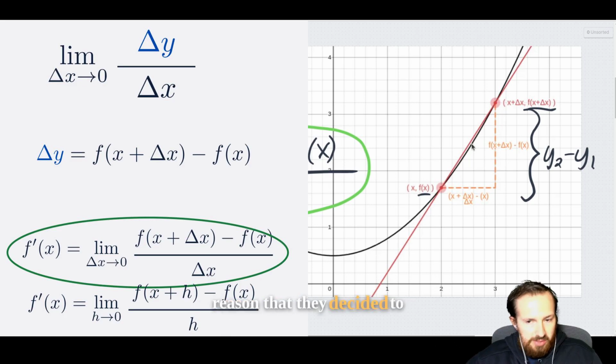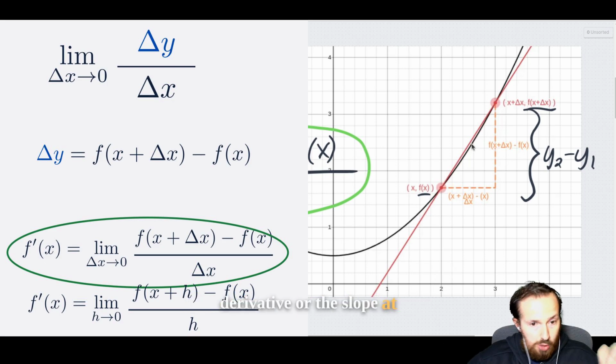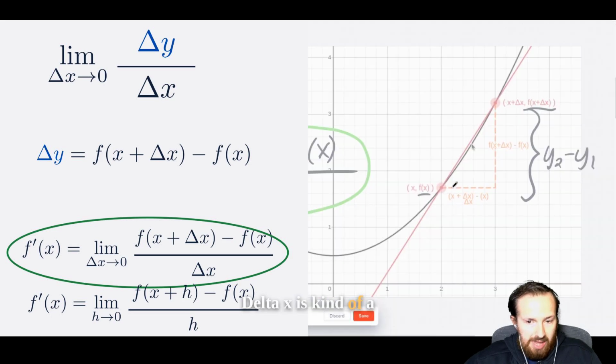The reason that they decided to call it h is because back in the old days, students kept getting confused between x and delta x. They thought that they were the same values. They're not. They're completely separate values. X is like the input to the function for your derivative. It's the value you're trying to find the derivative or the slope at. Delta x is kind of a means to an end that we set up. We just set it up as a limiting variable that we intend to let go to 0 to basically force the zooming in. So it's not used as an output, but just a means to an end.